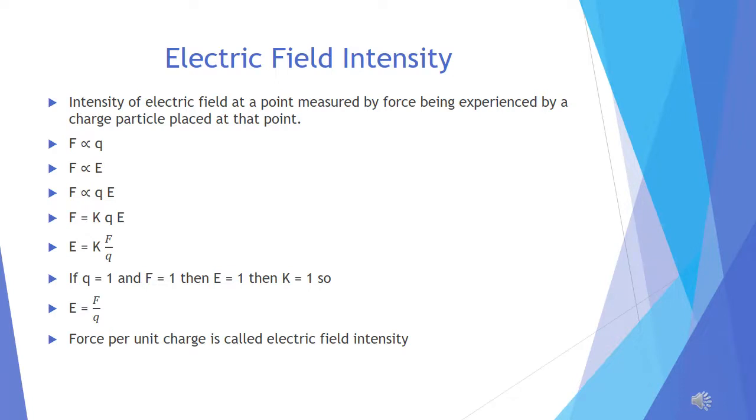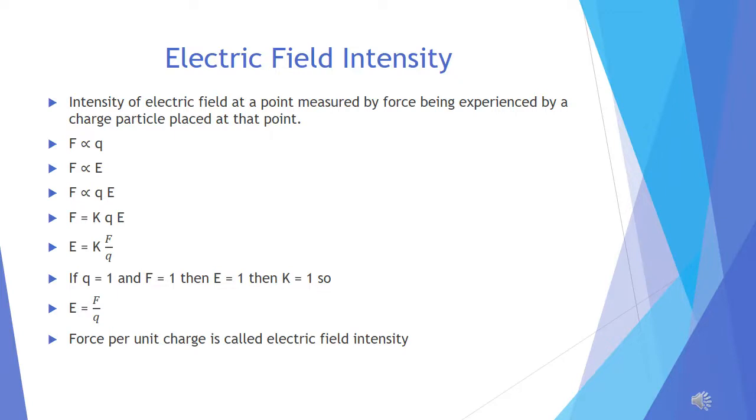So the intensity of the electric field is directly proportional to force. So F is directly proportional to E. Now combine these two equations, then F is directly proportional to QE. If we take out the proportionality sign, then F equals K QE. So E equals K F upon Q.